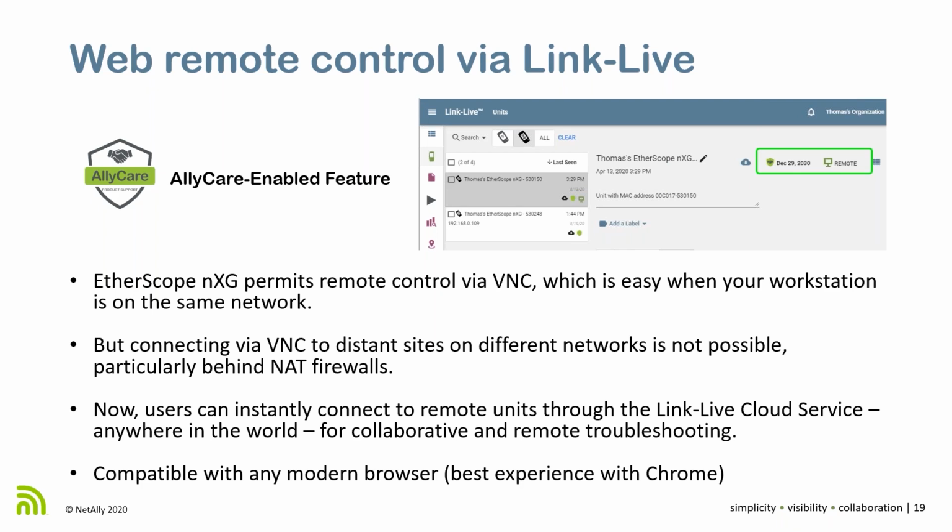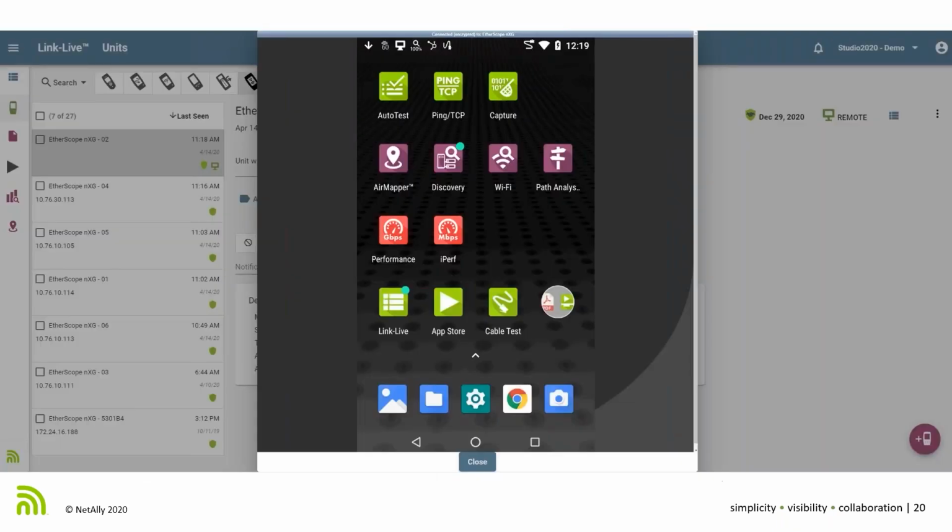If NAT is on the network I'm talking to, then I've just got no way to connect by way of VNC. But using this web remote control through Link Live, acting as the intermediary, I'm able to instantly connect to that EtherScope remotely through the Link Live cloud service. So again, very handy when, like in current days, travel is restricted, if not impossible. If I've got an EtherScope out at my remote site, I can simply connect to it to be able to do that troubleshooting. And as you saw, even site surveying from a remote connection.